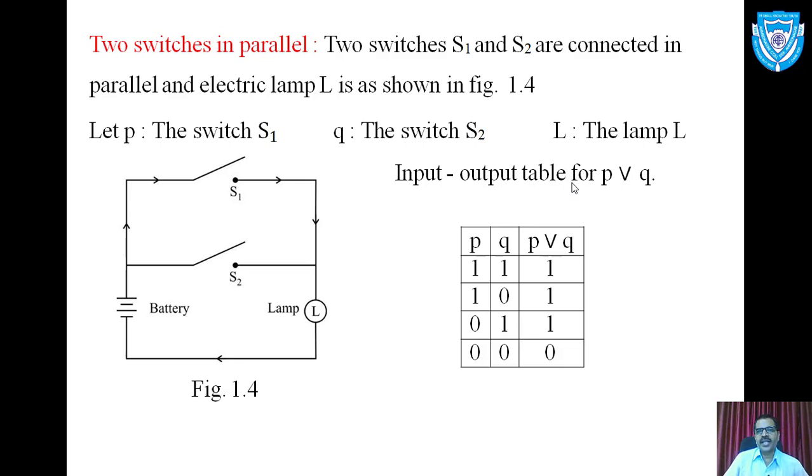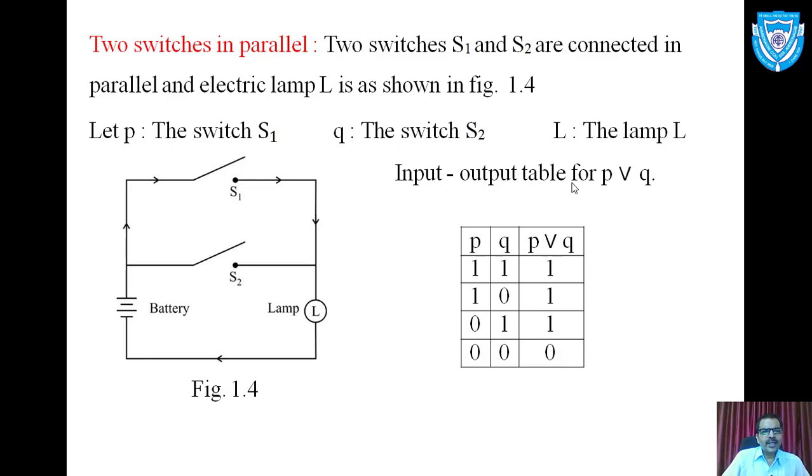Two switches S1 and S2 are connected in parallel with an electric lamp L, as shown in figure 1.4. How the parallel connection of two switches works in a switching circuit can be easily understood with the help of figure 1.4.